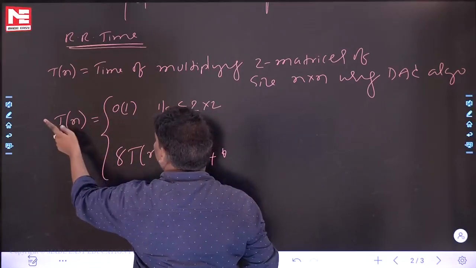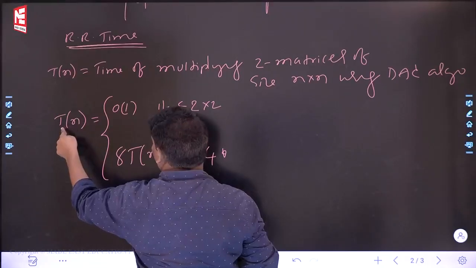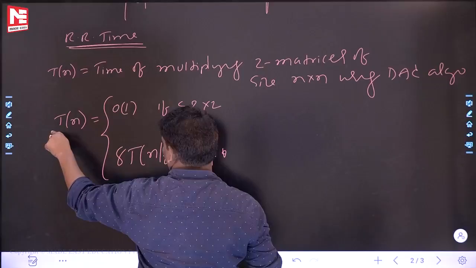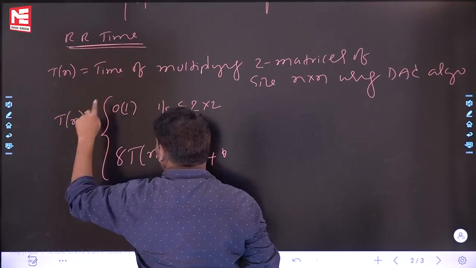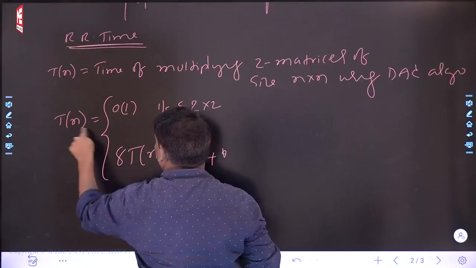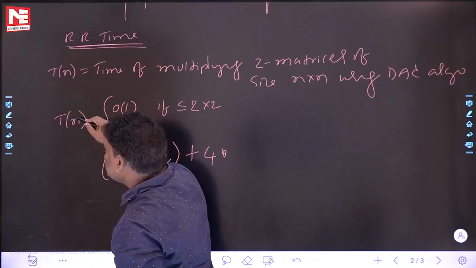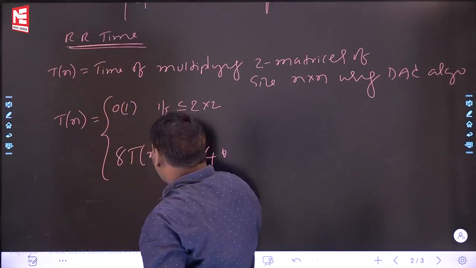T(n) is interesting. This is the very difficult one if you don't listen. T(n) is the time complexity to multiply two matrices of size n by n. T(n) is going to be the matrix multiplication story. An n by n size matrix multiplication you are doing in terms of n by 2 matrix.